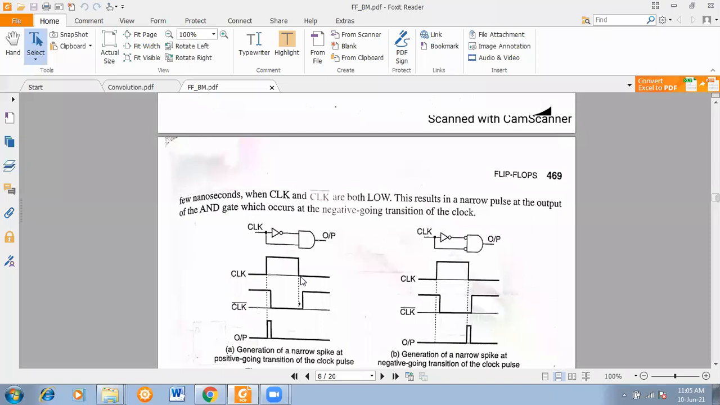Positive edge trigger means when the clock pulse moves from 0 to high, 0 to 1. When the transition occurs from 0 to 1, that is called positive edge trigger. When the transition of the clock occurs from high to low, 1 to 0, that is called negative edge trigger or falling edge or trailing edge. So leading edge or rising edge is 0 to 1, falling edge or trailing edge is high to 0.